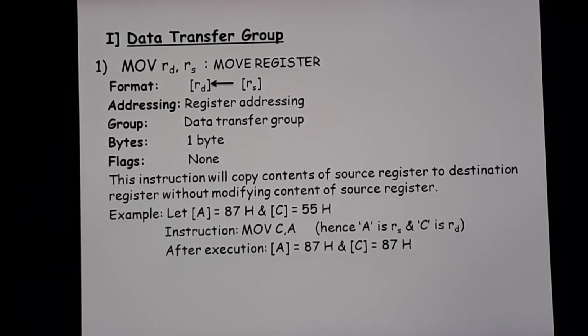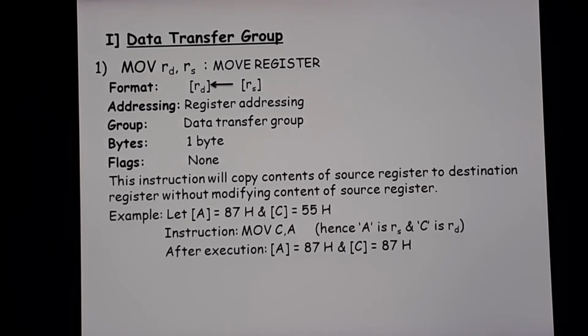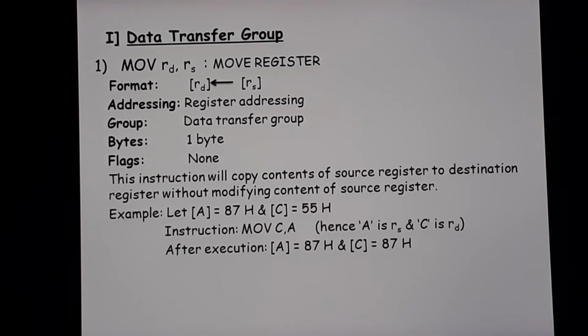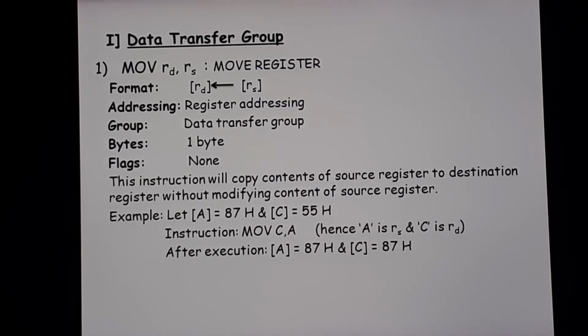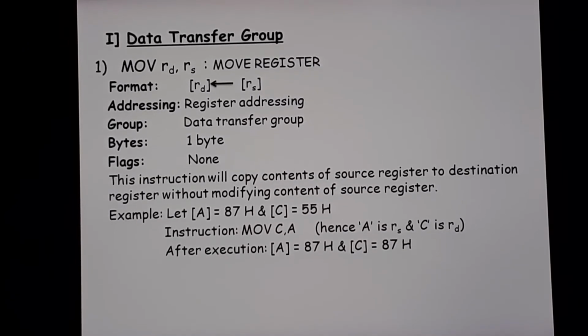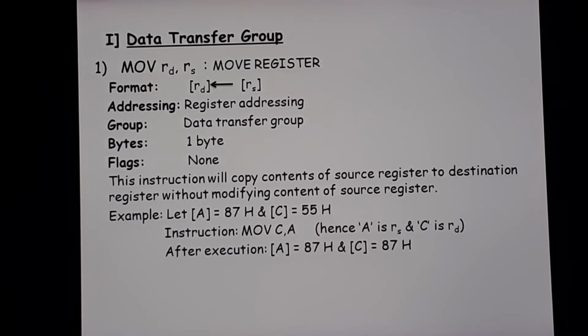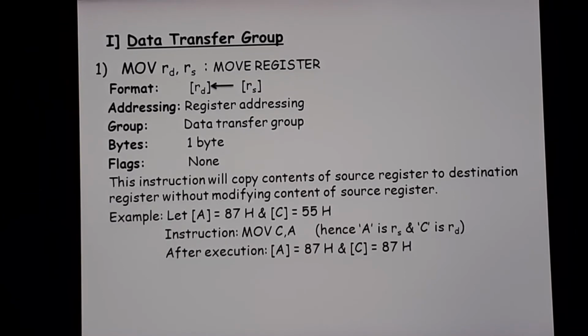Here, see the example. Suppose A is equal to 87H, you can take any data that you want. H is the unit that we write, that is a hexadecimal number. You can take any of the registers. I've taken A and C, so you can take B, C, D, E also. Let the data in A be 87H and C be 55H in the example. So the instruction is MOV C, A.